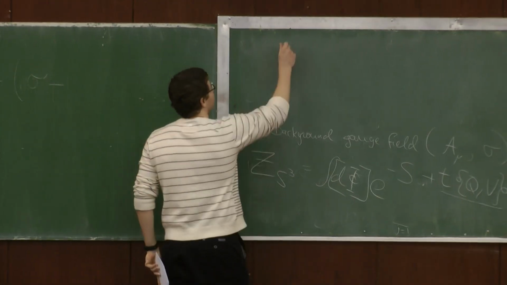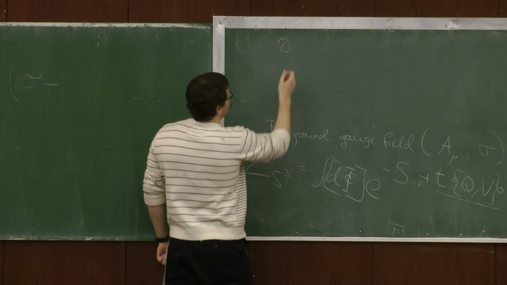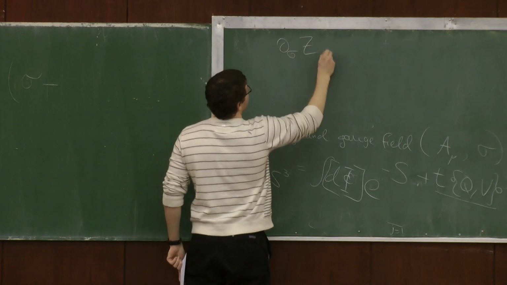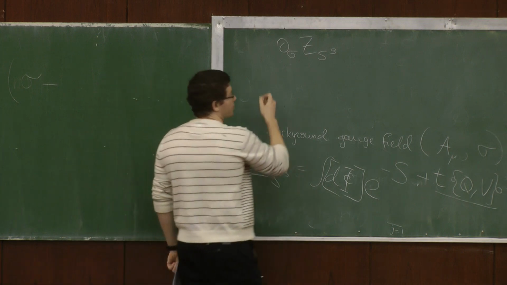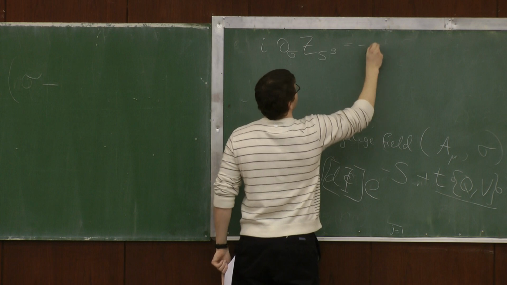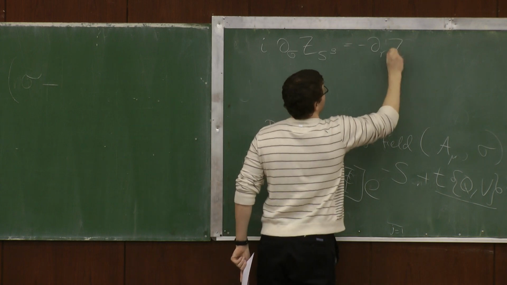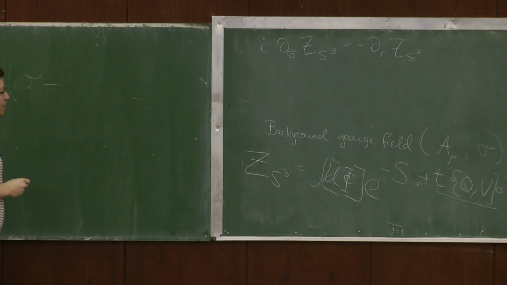So the argument is that Z3 satisfies the Cauchy-Riemann equation, meaning d sigma of Z3 times I equals minus dR Z3. I hope I didn't mess up the sign.